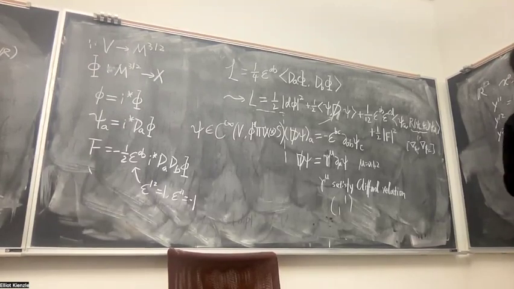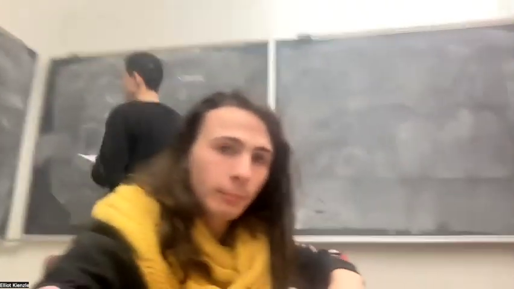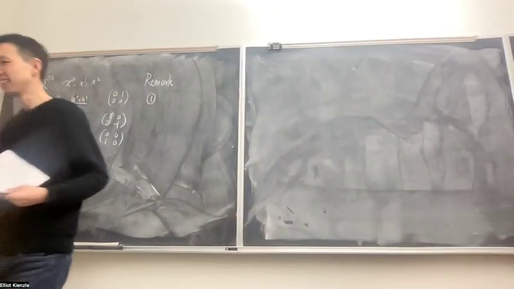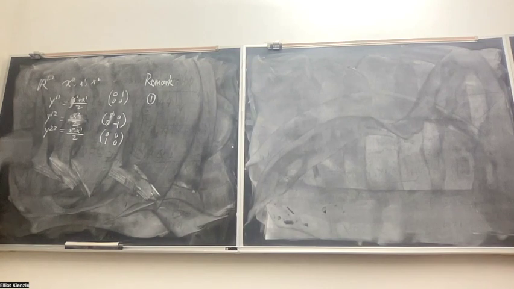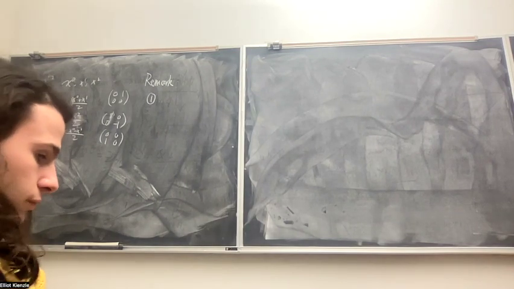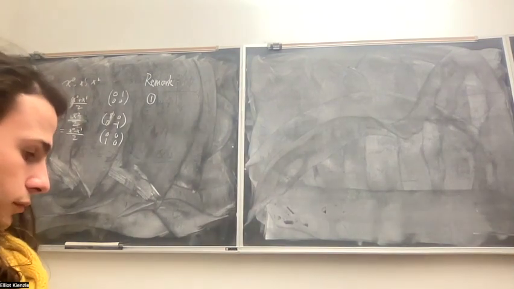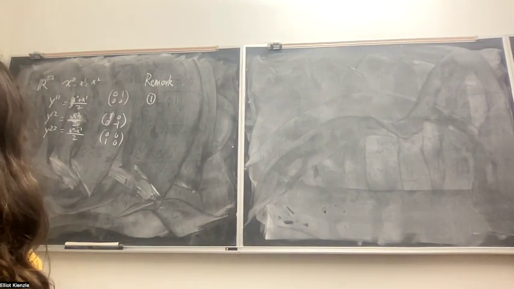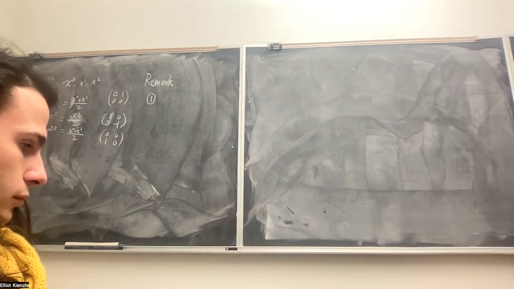So maybe I'll make a few remarks about this example. Yeah. So first, if you look at these things here, this is usually called a scalar multiplier.